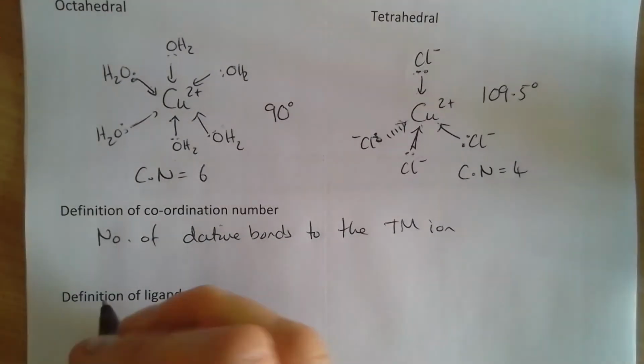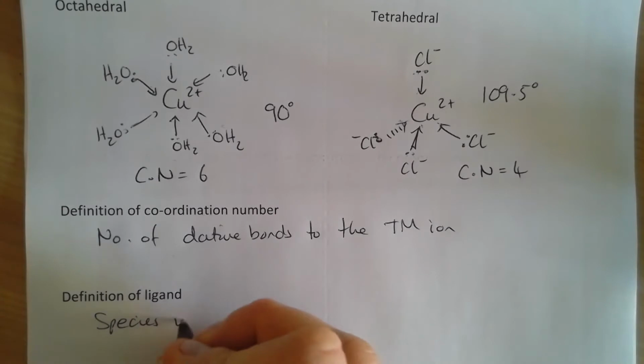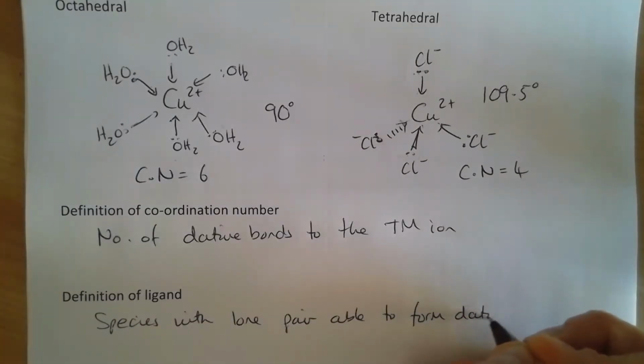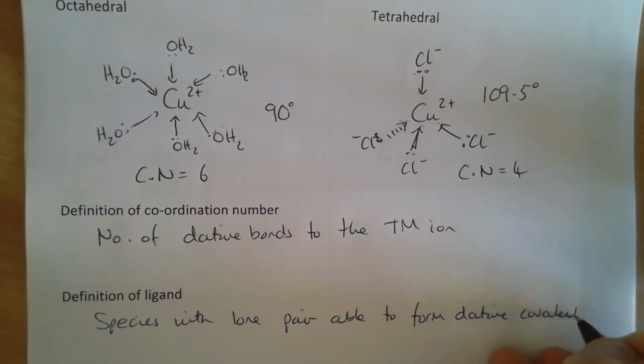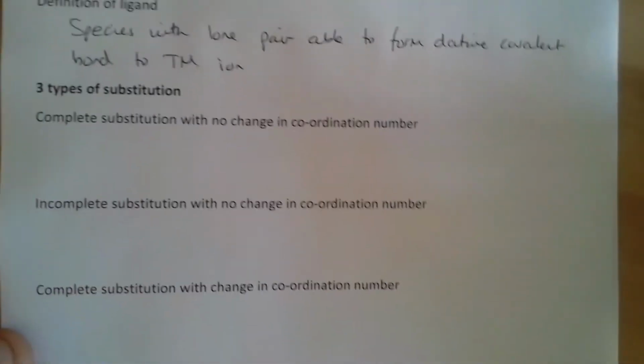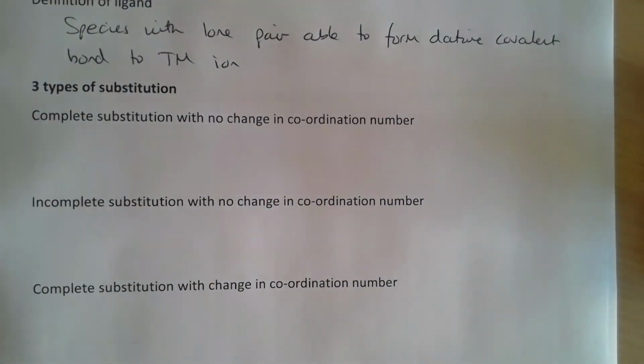A ligand is a species with a lone pair able to form a dative covalent bond to a transition metal ion. So we're going to summarise our 3 types of substitution reactions first of all. They're complete substitution with no change in coordination number, incomplete substitution with no change in coordination number, and complete substitution with a change in coordination number. There are some others as well, but those are the 3 that we need to know about.